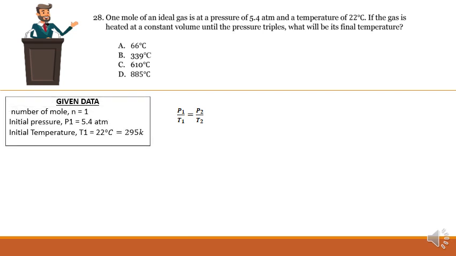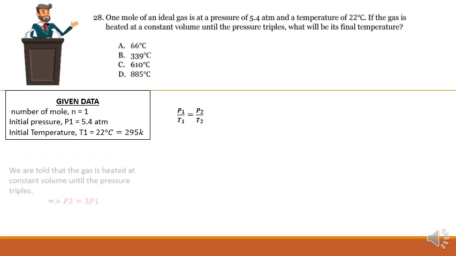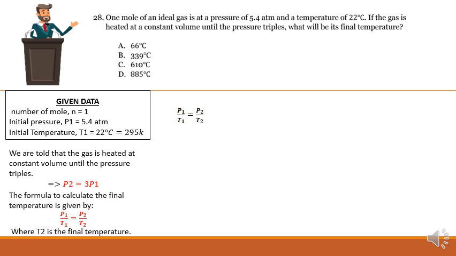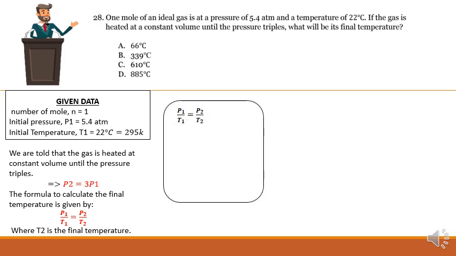Given data, we have collected our data already, and then we are told that the gas is heated at constant volume until the pressure triples. It means the pressure triples. P2 is now equal to 3 P1. P2 becomes 3 times P1. Now the formula to calculate the final temperature is given by P1 over T1 equal to P2 over T2, where T2 is the final temperature.